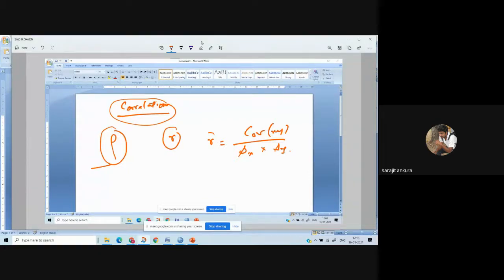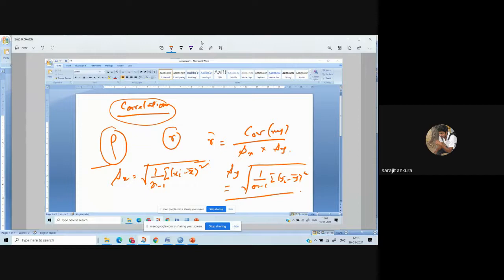Already I told you, today we will study only mean and standard deviation. We know the formula of Sx, that is equal to square root of 1 by n summation of xi minus x bar whole square. If we take the unbiased version, Sx equals square root of 1 by n minus 1 summation. Similarly, Sy is equal to square root of 1 by n minus 1 summation of yi minus y bar whole square. This is the standard deviation of x and standard deviation of y.